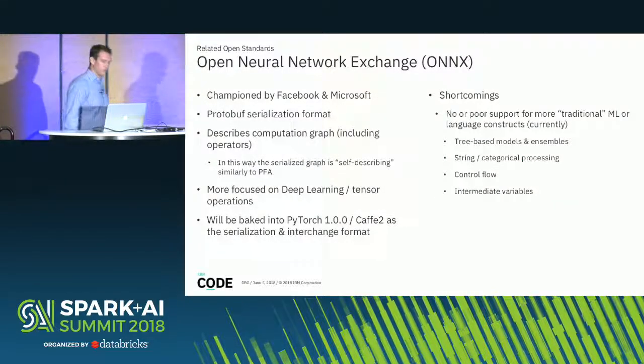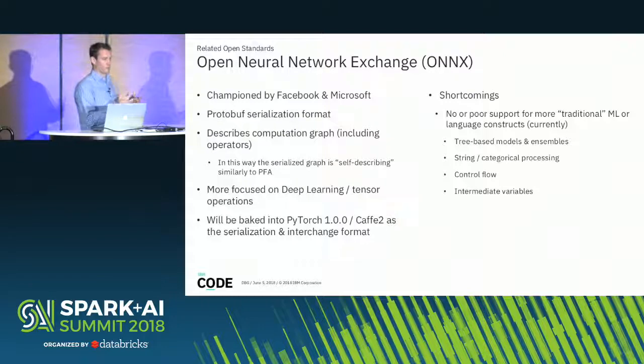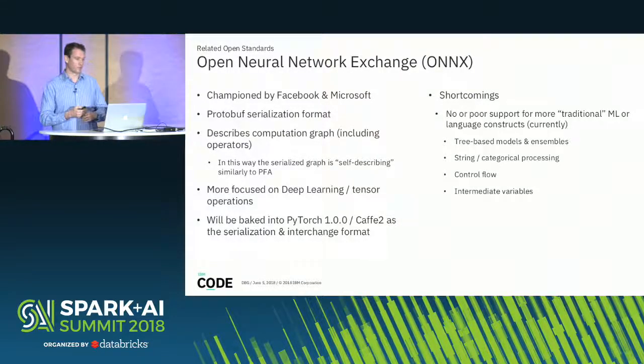And finally, the Open Neural Network Exchange, or ONNX, is a protocol buffer format championed by Microsoft and Facebook. It's focused on deep learning, but it is very similar to PFA in the sense that it describes this kind of computation graph, including all the operators. So it describes the input to that graph and all the operators that are applied to that input to create an output. So it's a self-describing document, very similar to the PFA JSON.